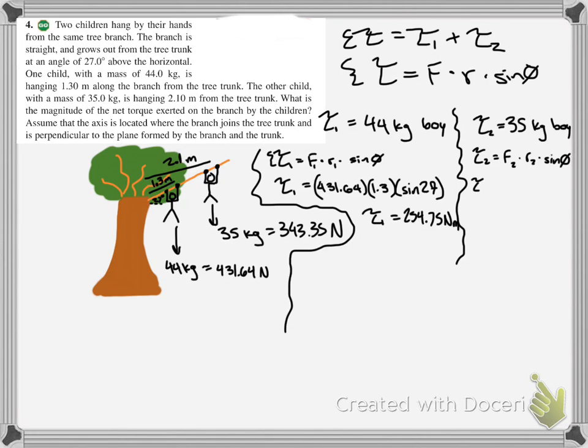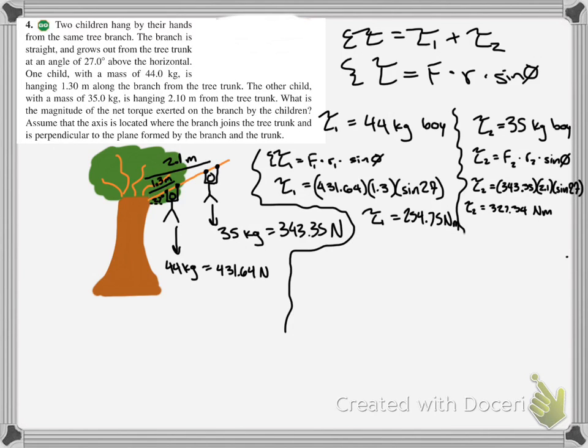Now do the exact same process for torque 2. Do F2, which is equal to 343.35 newtons, multiplied by 2.1 meters, multiplied by sine 27. I know that says sine 50, but I'll fix it in a second. There you go. Once you plug that in, you get 327.34 Newton meters.